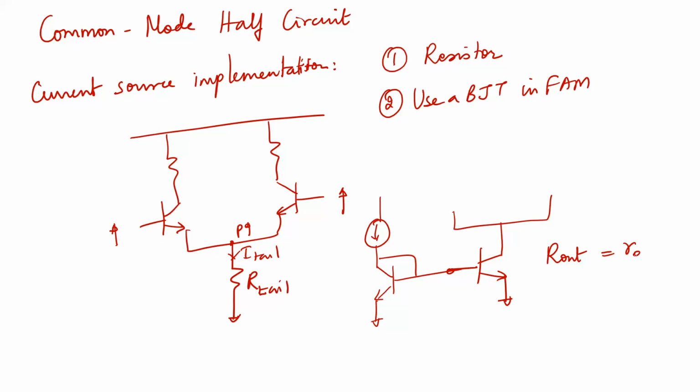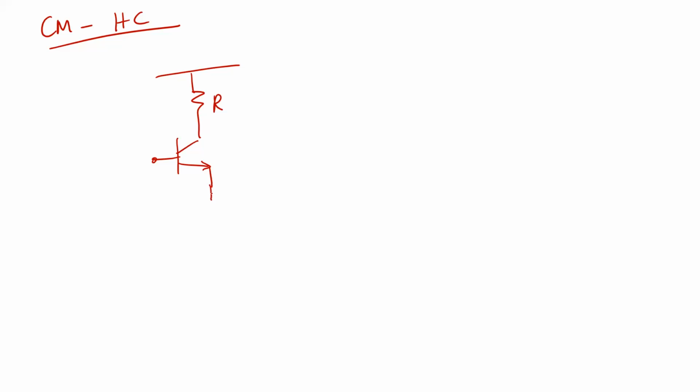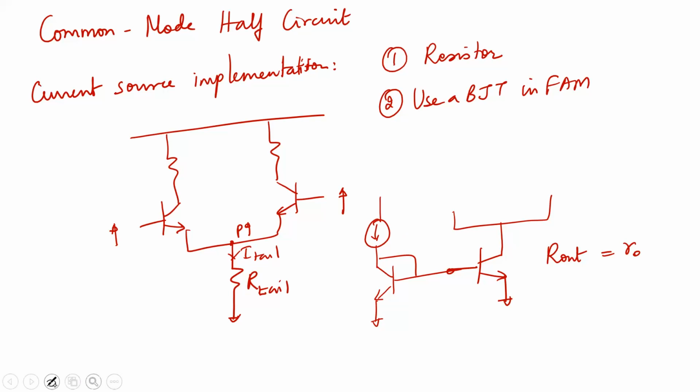Okay, so either way you have some resistance. Now when you form the common mode half circuit, what do you do? Basically you have the R here, and then you have the transistor here. On top of it, this node P is no longer a virtual ground, and therefore you have to split this resistor also. You're basically going to split it in half.